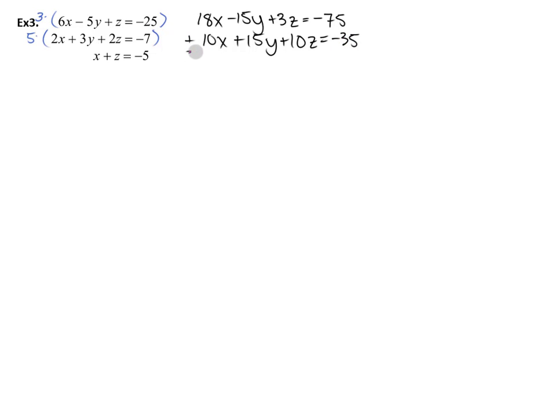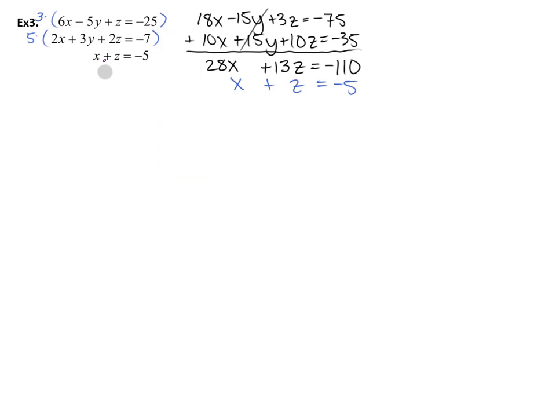And again, our goal was to combine these in such a way to get rid of y. So my y's will cancel. And I get 28x plus 13z equals negative 110. Some pretty ugly numbers here. But it's important to realize that I now have, if I use my third equation, this guy here, I now have a system that has x and z twice. This is a 2 by 2 system like we solved in the previous lesson.